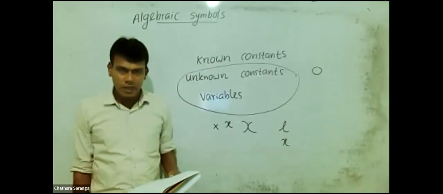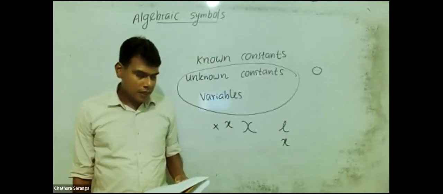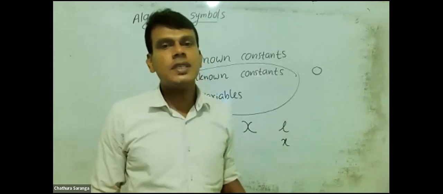The price of a coconut is X. The height of a child is Y. Height of a child is a variable.